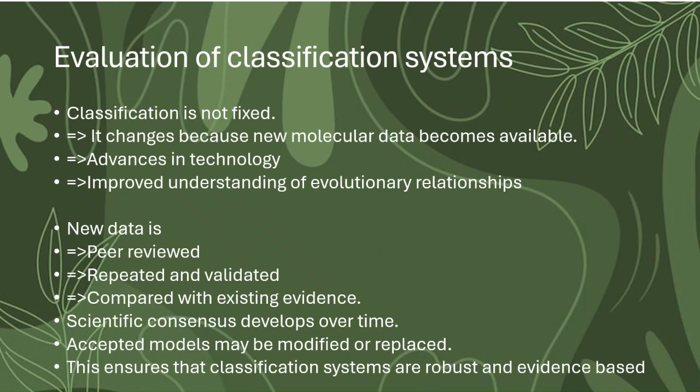It's not fixed and it changes because new molecular data becomes available, and you also have advances in technology which improve the accuracy of the classification, and improved understanding of evolutionary relationships, once again improving the accuracy of classifications. In the case of new data, it is peer-reviewed, repeated and validated, and compared with existing evidence. The accepted models may be modified or replaced as appropriate, and this ensures that classification systems are robust and evidence-based.